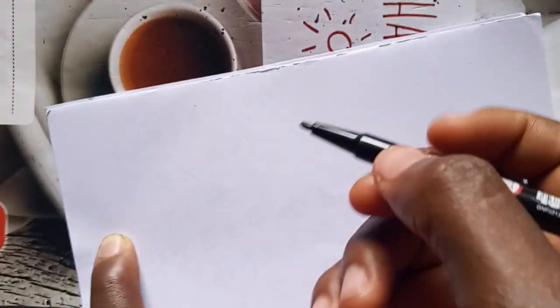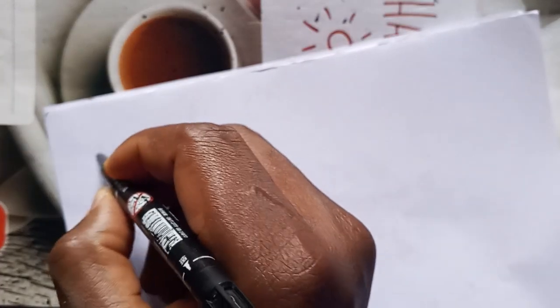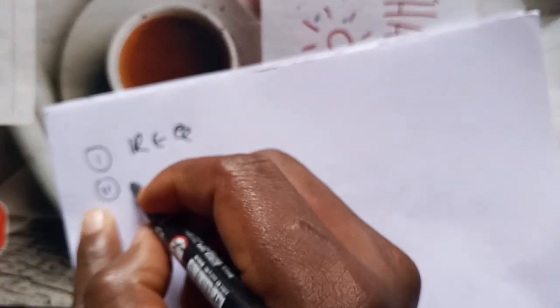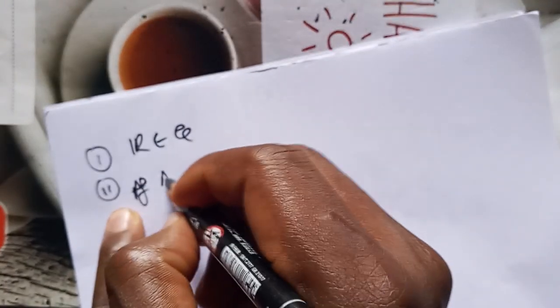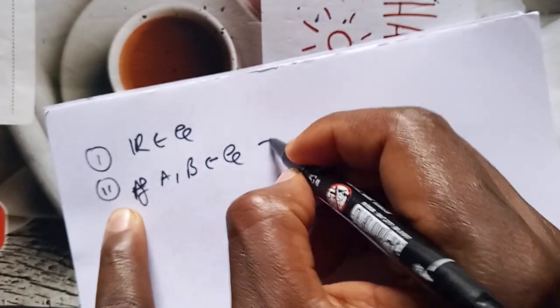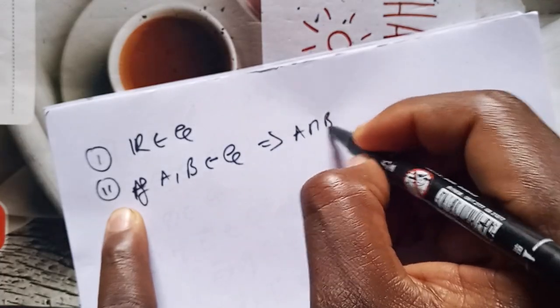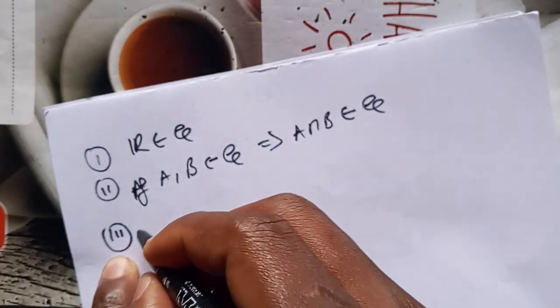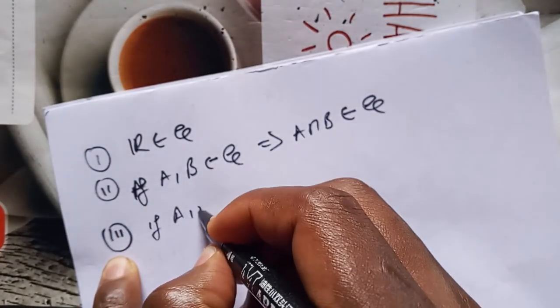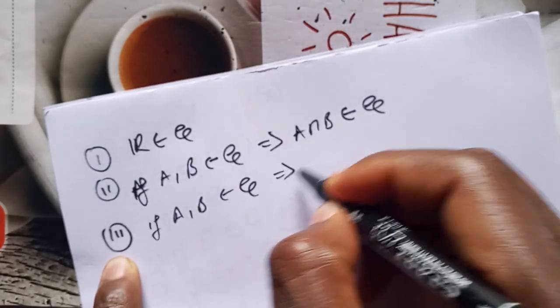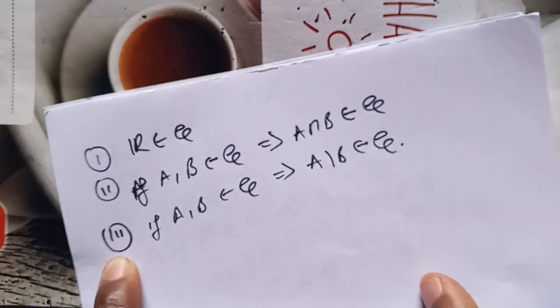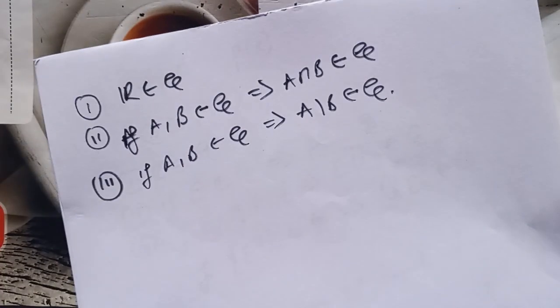It says if A is an algebra, then the following conditions hold. The first condition is that R is in the algebra. The second condition says that if A, B are in the algebra, this implies that A intersect B is also in this algebra. And the third condition says that if the same A, B are in the algebra, then A difference B is also in the algebra. We want to show this proposition. Of course, I've already shown the first one, but I will still do it again.